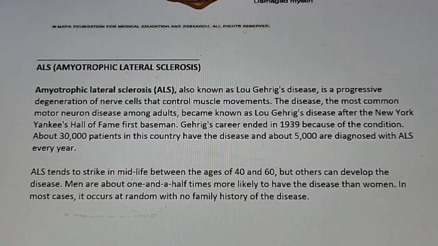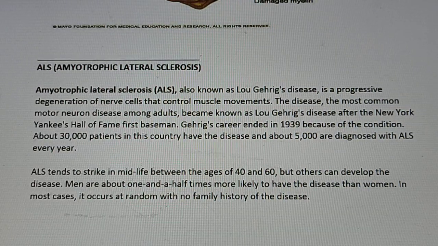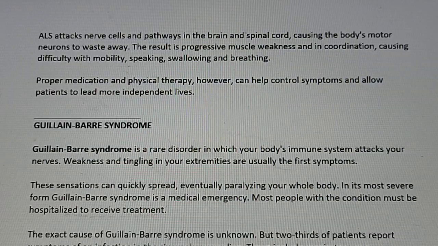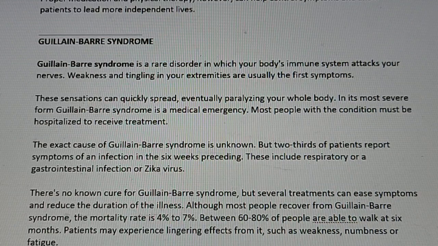Okay, the ALS or the amyotrophic lateral sclerosis, we have the information here. Just read on this. Additional information of the ALS as well. Just read on this. Now we have the Guillain-Barré syndrome. The information about this is here. Just take a look at it. Just read on this.